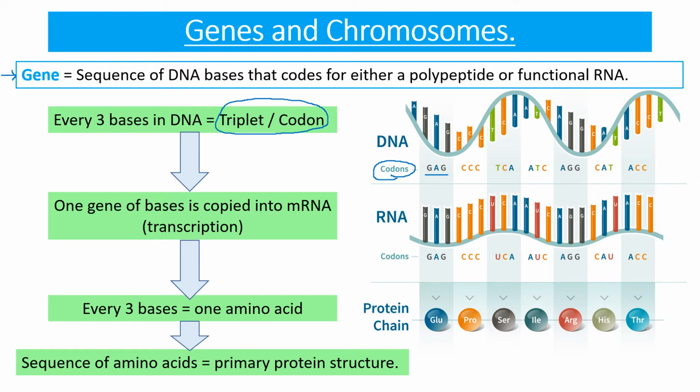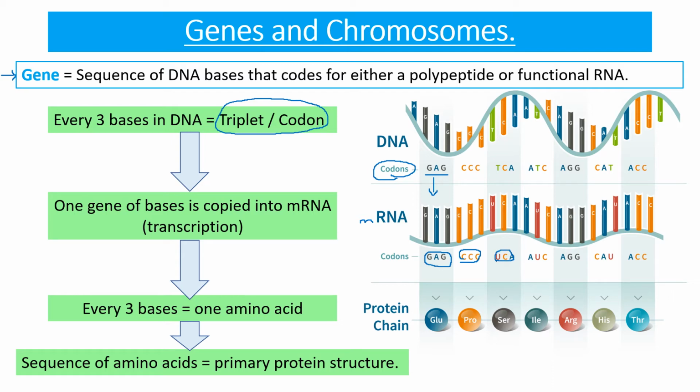the whole DNA. This gene is copied into messenger RNA in a process called transcription, which we'll look at next lesson. What that does is it makes a length of RNA, or messenger RNA as we want to call it, which is going to be the length of one gene. And as you can see here, it's got lots of sets of codons. So you've got CAG, CCC, UCA, AUC, etc.